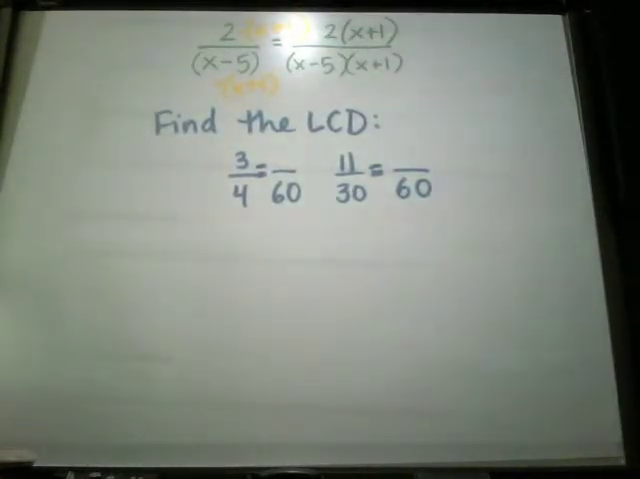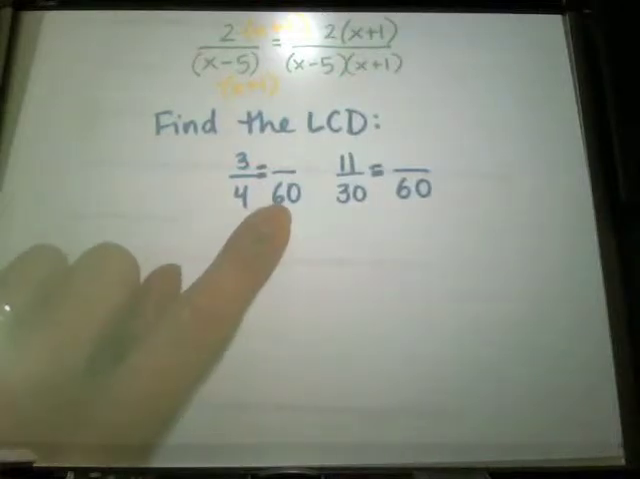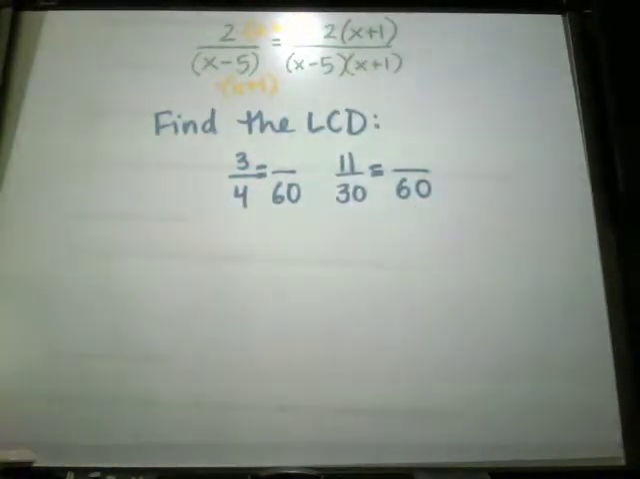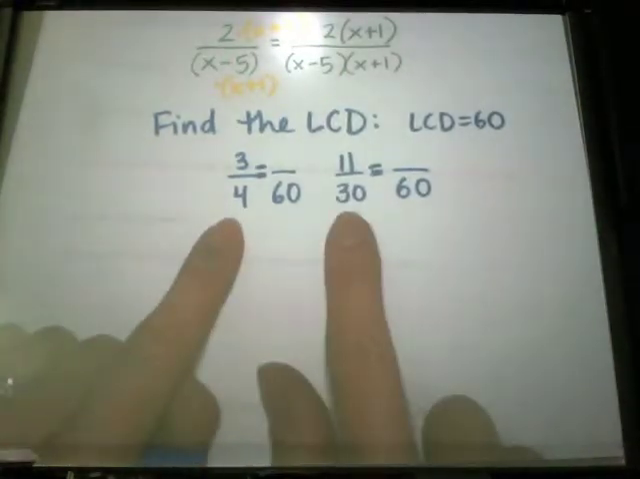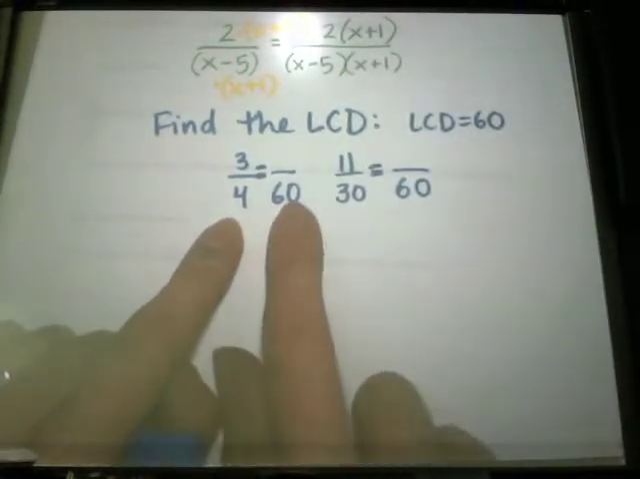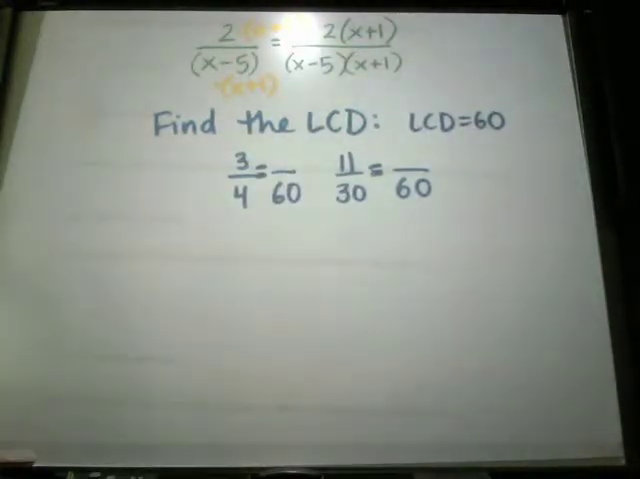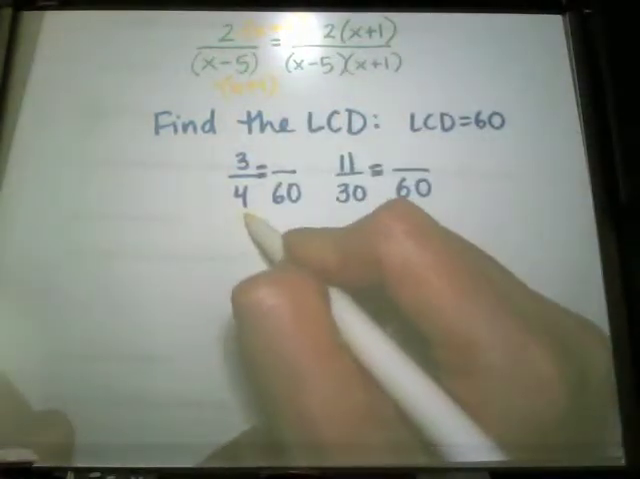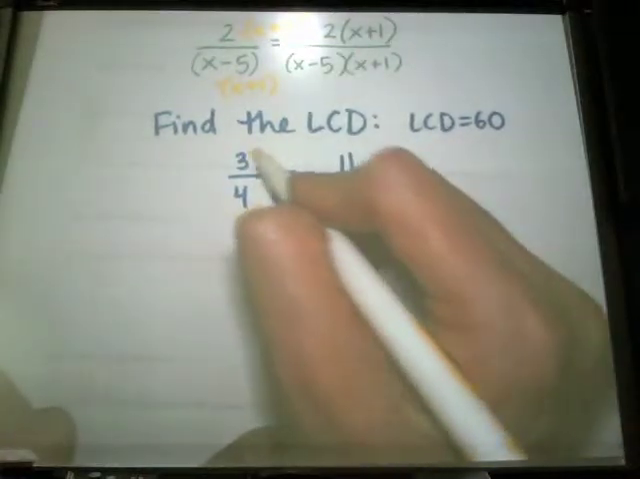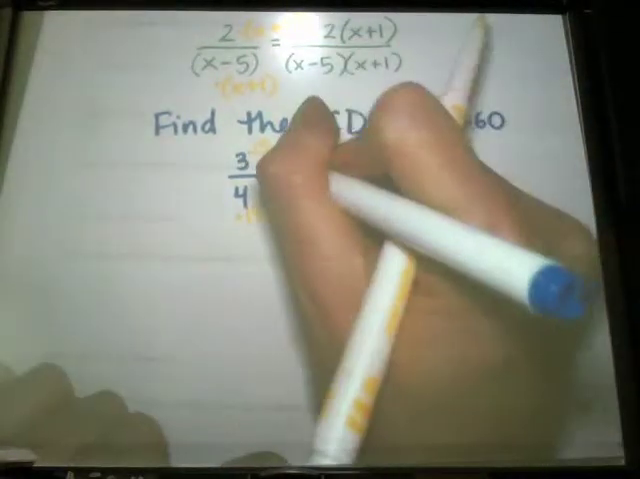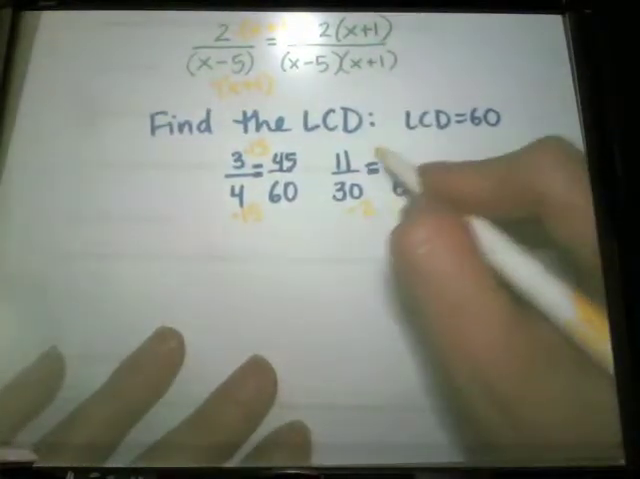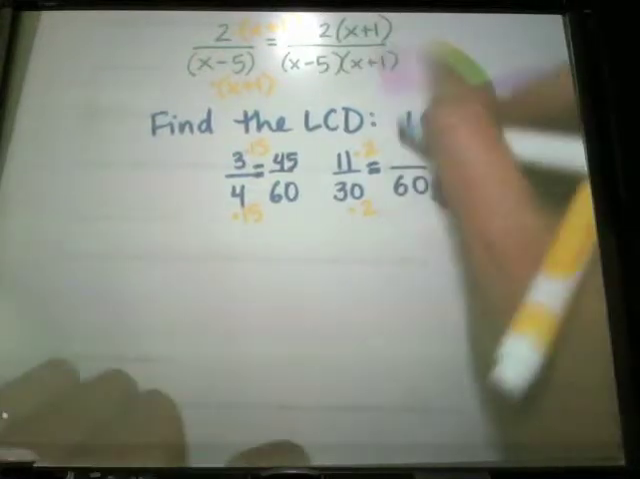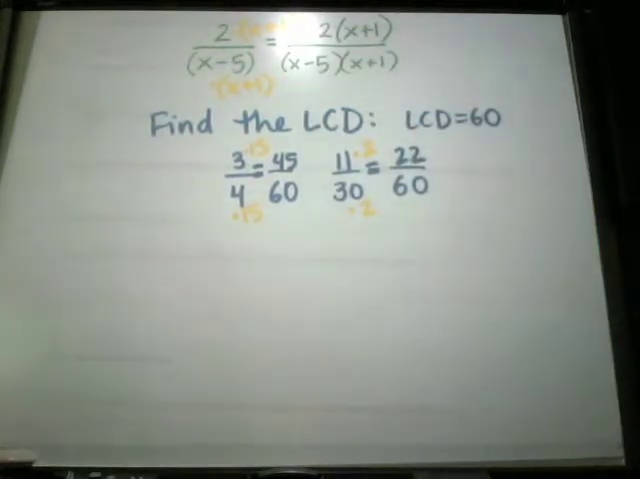But now, if it says rewrite the fraction with its LCD, that means, okay, we found the LCD. LCD equals 60. But now to rewrite the fraction means to go, okay, what did I multiply by? And let me give that new equivalent fraction. So 4 times 15 is how we get 60. So 3 times 15, 45. There's the equivalent fraction using the LCD. 30 times 2 makes 60. So 11 times 2, 22.